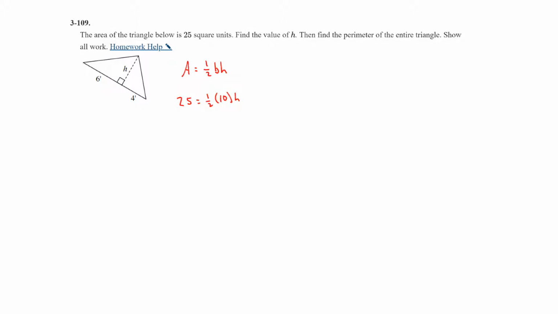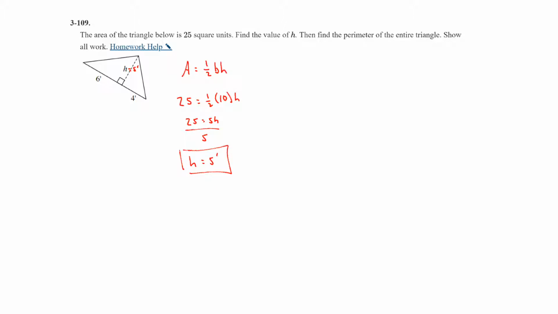So it appears that we actually have all the information we need to find the height using the formula for the area of a triangle. So if we take half of 10, that's 5. Divide both sides by 5, and you get the height to be 5 feet. So we now know that h is equal to 5 feet.